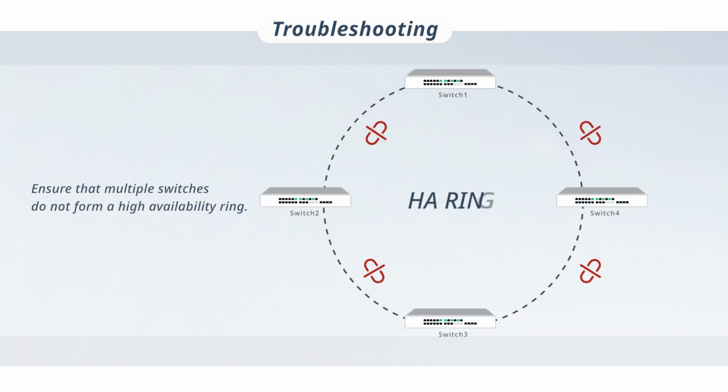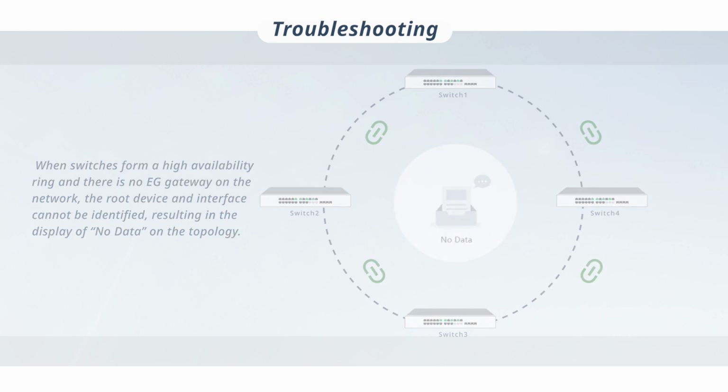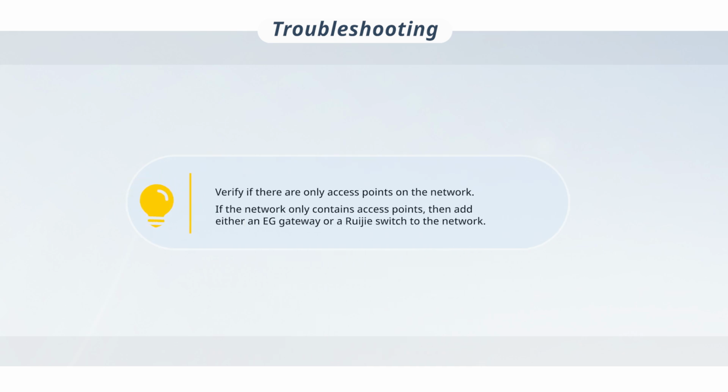For type 2, ensure that multiple switches do not form a high availability ring. When switches form a high availability ring and there is no EG gateway on the network, the root device and interface cannot be identified, resulting in the display of no data on the topology. Verify if there are only access points on the network. If the network only contains access points, then add either an EG gateway or a Ruijie switch to the network.